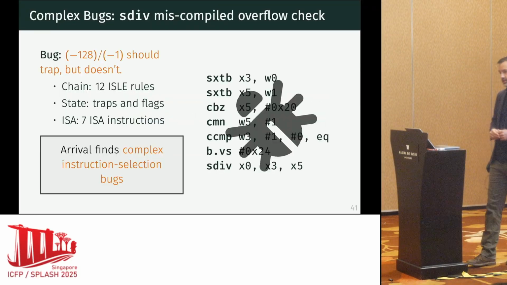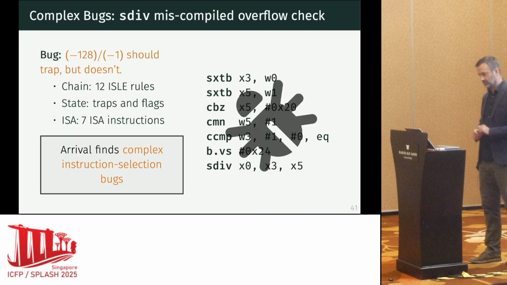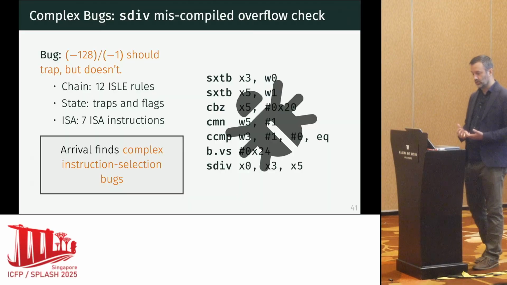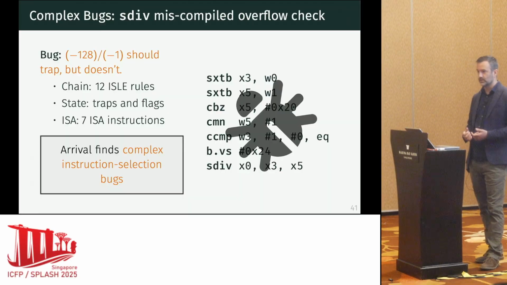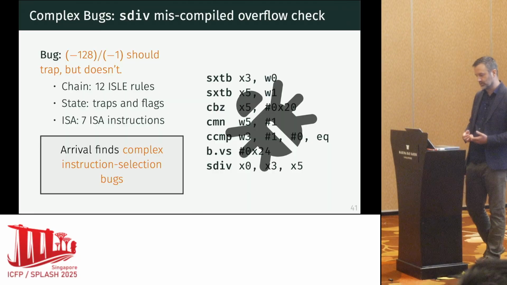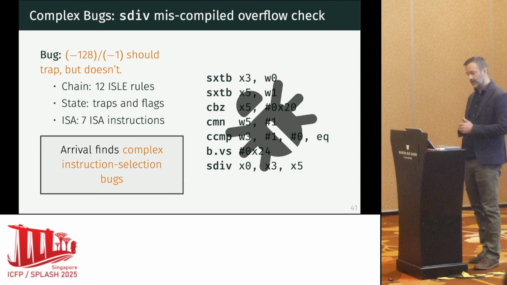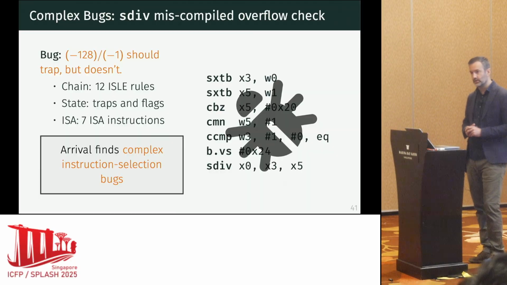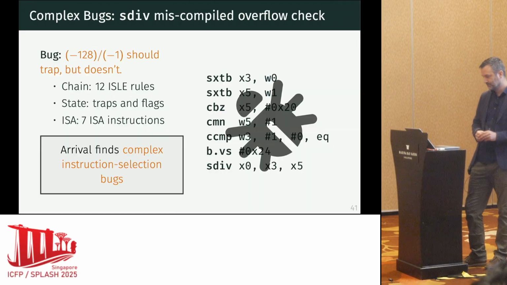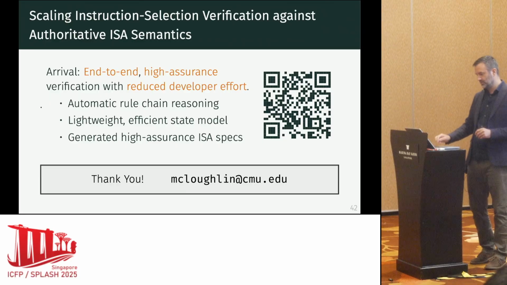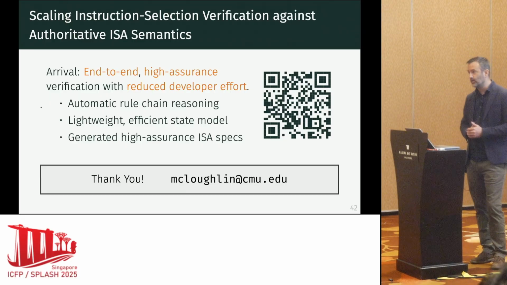And lastly, returning to this sign division bug from the beginning. This is a bug where an overflow should have been caught, but wasn't because of a miscompilation. Arrival is able to catch complex bugs like this, which required analyzing 12 IL rules in combination. It required modeling state, particularly traps and flags, and it required intricate specifications for 7 different ISA instruction families. So with that, I've presented our work on how we scaled verification to production instruction selectors, and thank you.